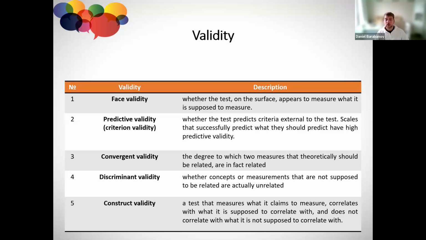Predictive validity, or criterion validity, is whether the test predicts external criteria. So scales that successfully predict what they should predict have high predictive validity. It's really hard to create a test with predictive validity because it requires a lot of work. So the basic idea, again, for example, we measure certain personality characteristics, and if a person scores very high or very low, we can expect a certain life outcome.